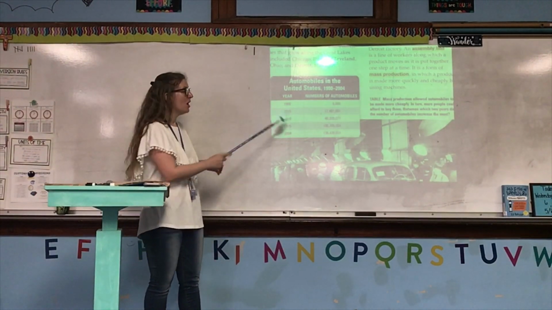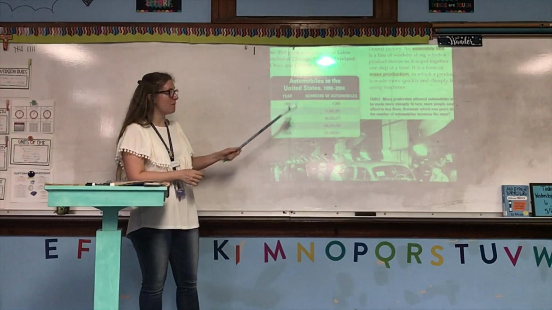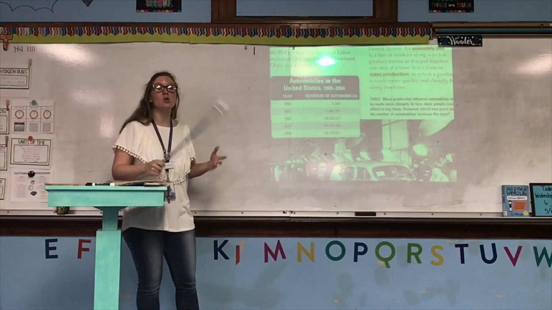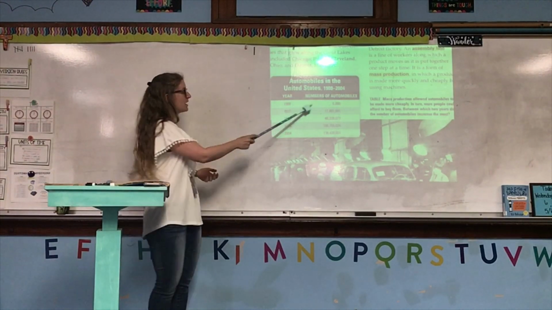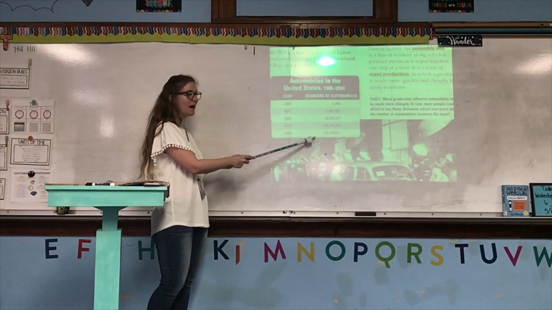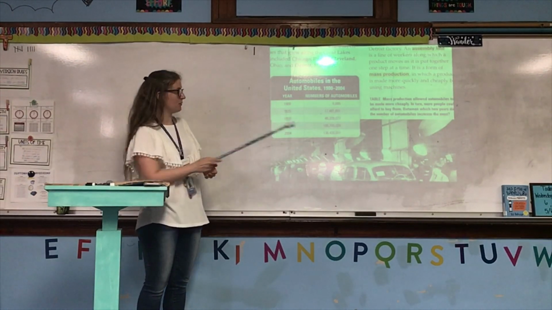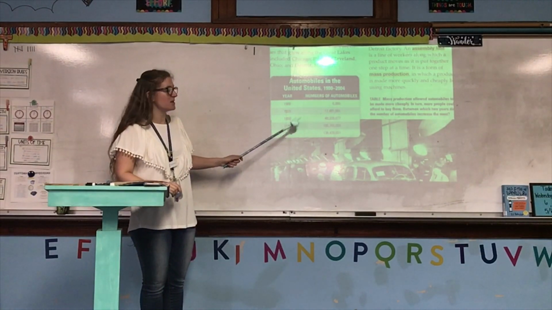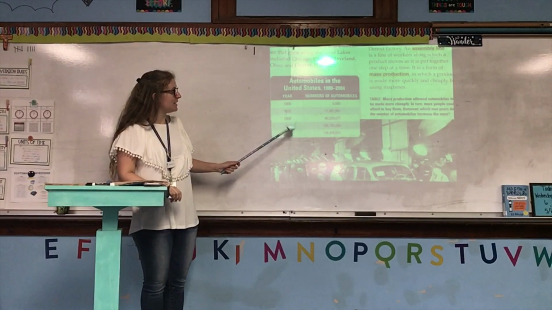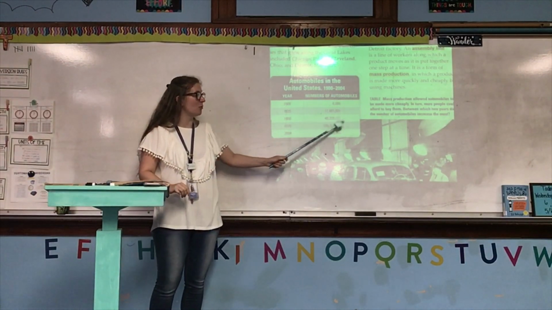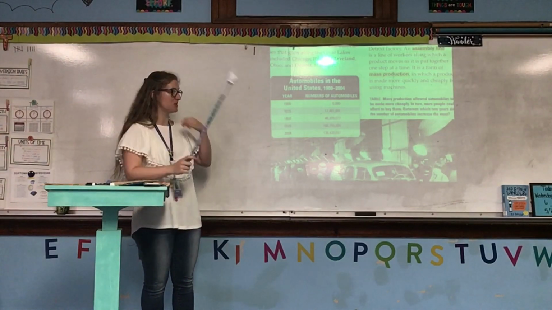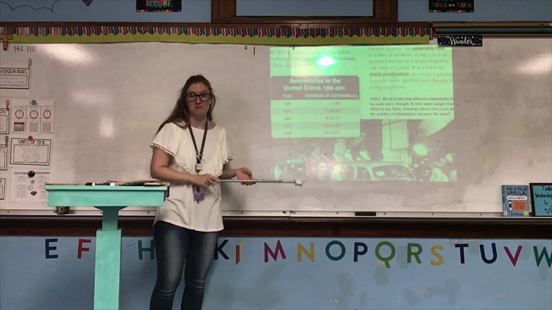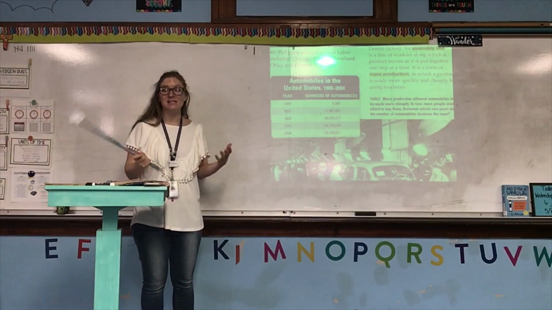But just like what we learned, mass production allowed more automobiles to be made more cheaply so more people could afford to buy them. So as time went on, more people could afford to buy cars, and cars became more and more necessary, so they did. If we look at this table, we see that between 1950 and 1975 is when automobile ownership increased the most. It went from around 40 million to almost 107 million. That is a massive amount of growth.